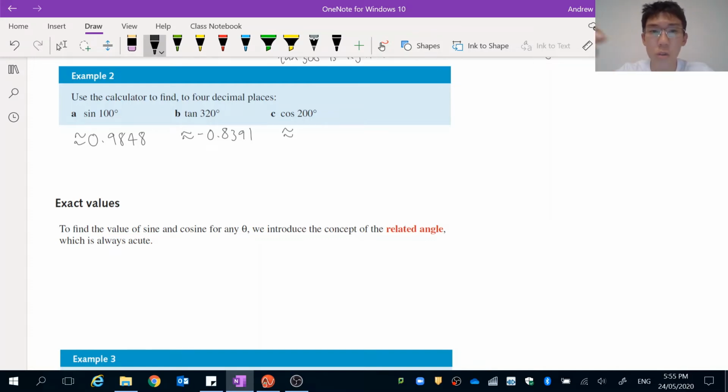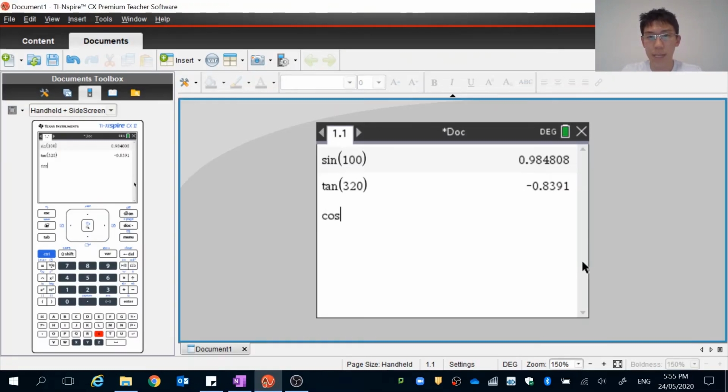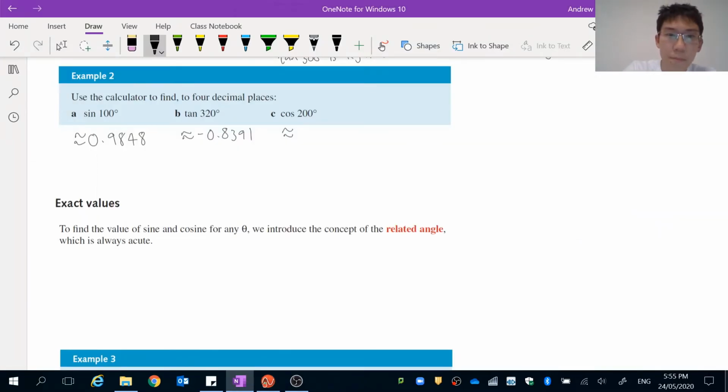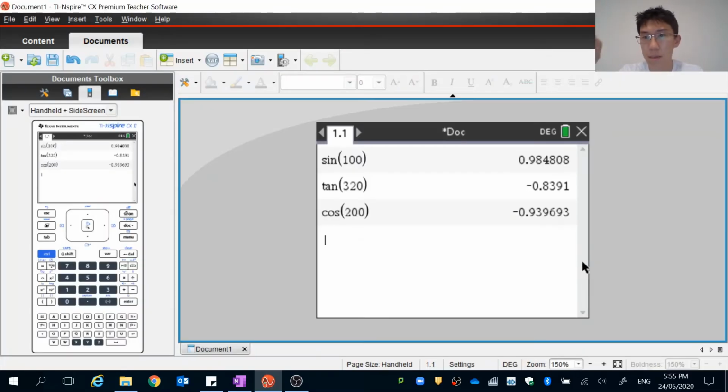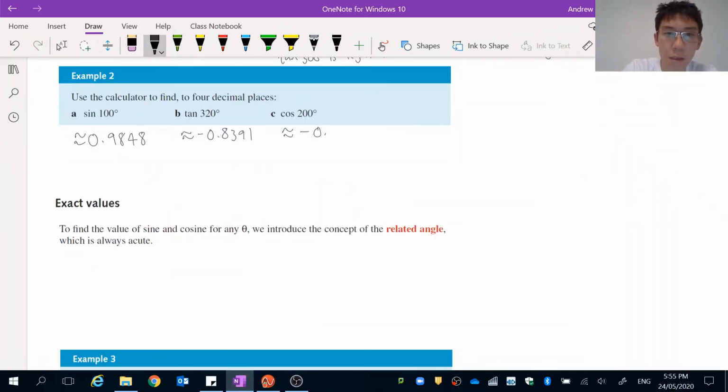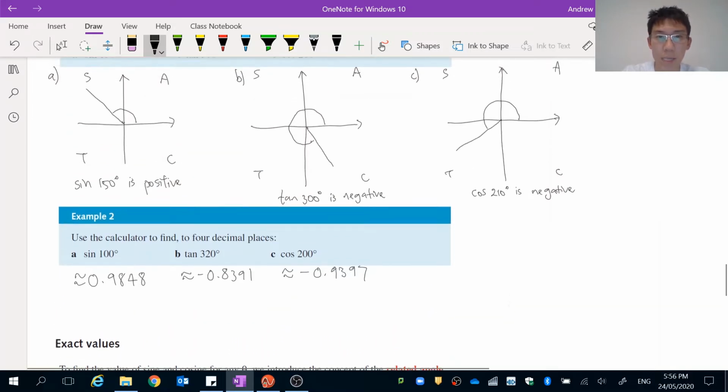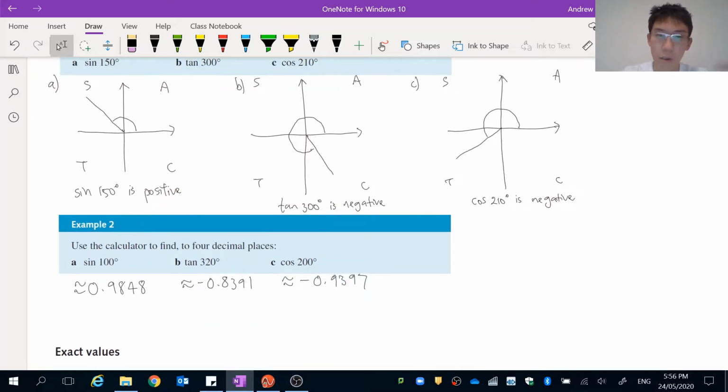And let's just think about cos 200. What quadrant is it in? Third quadrant. So that means the answer here should give us a negative value, which it does: negative 0.9397. There we go. So just make sure your calculator's in the right mode, and that you're also thinking about whether or not your answer actually makes sense in regards to your CAST diagram and your unit circle.